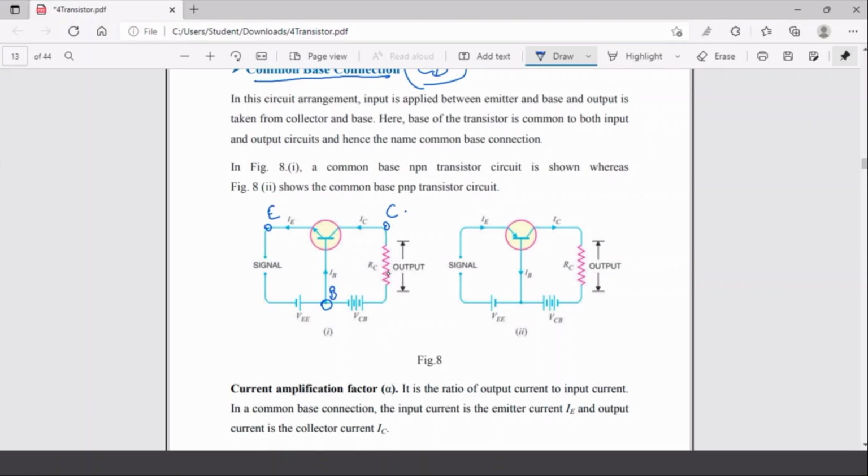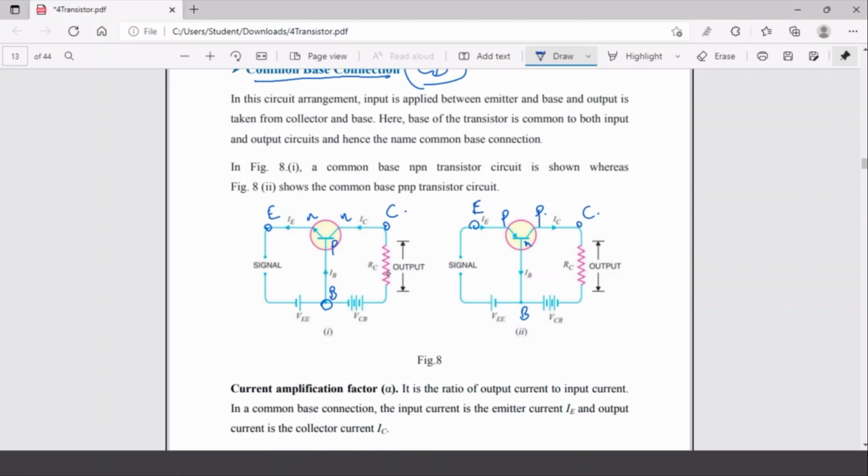This is which type of transistor? This is an NPN transistor. Similarly, this is a PNP transistor. Here also the base is common. This is the emitter and this is the collector.